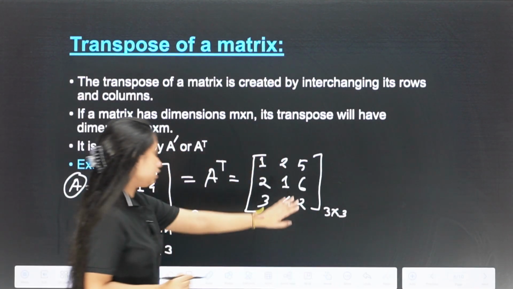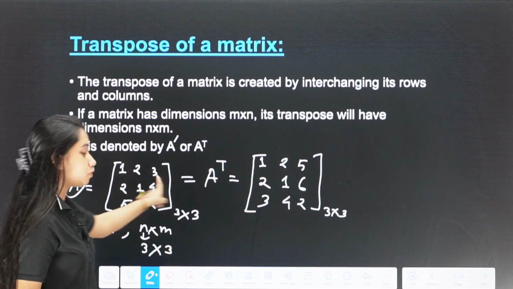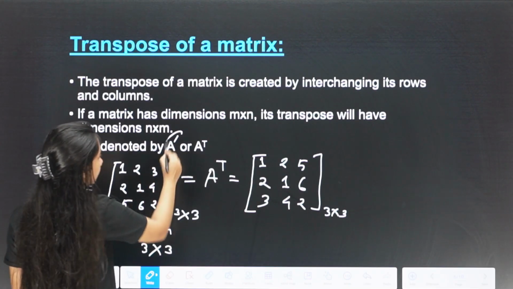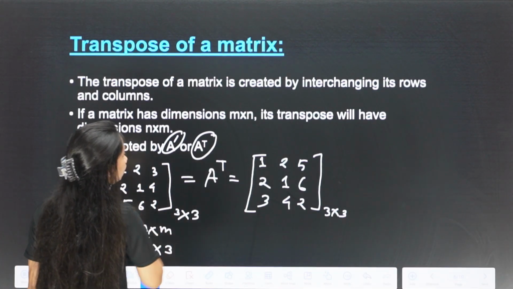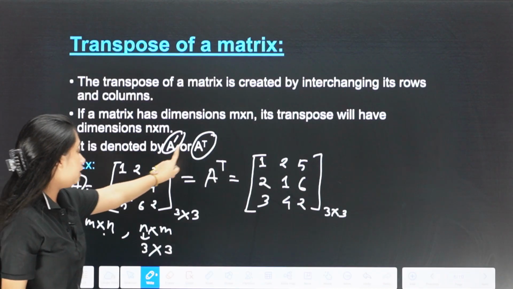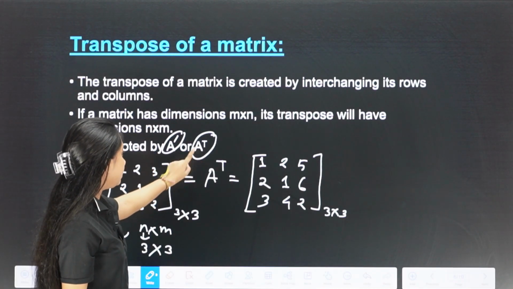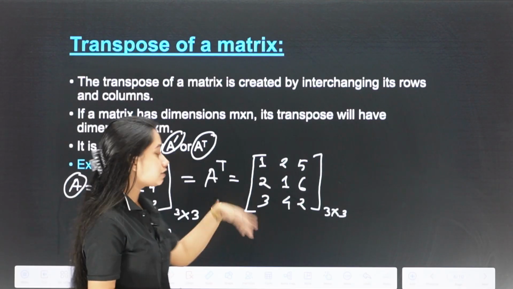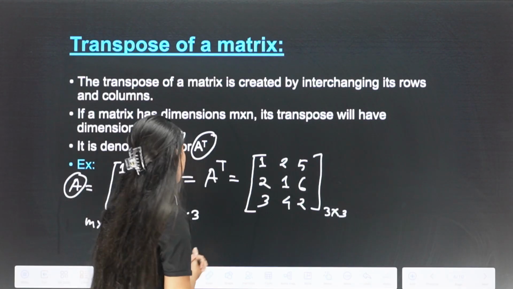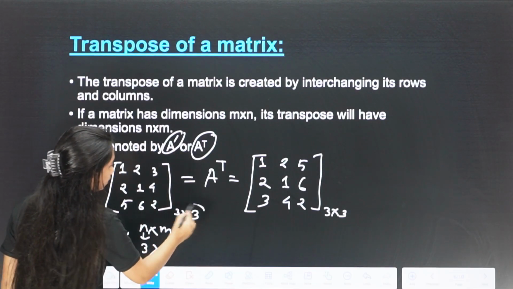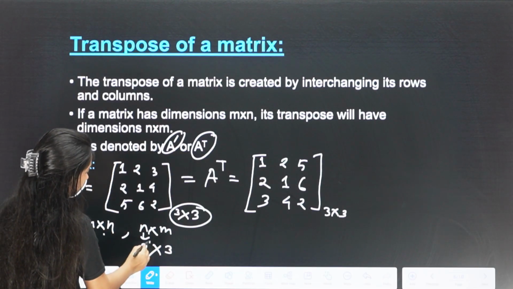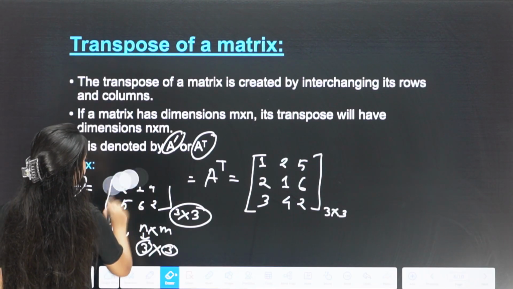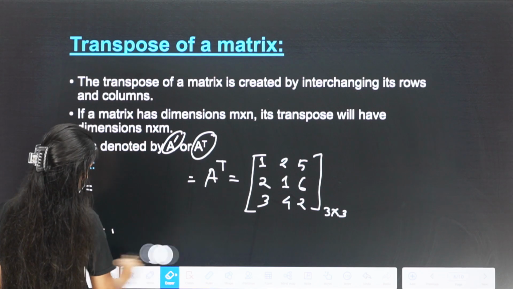So it's easy to find the dimension and transpose of any matrix, and we denote it by either A dash or A transpose. We will use this formula to solve questions in the next video. Here it's easy because the dimension is the same, 3 by 3, so let us take a different matrix.